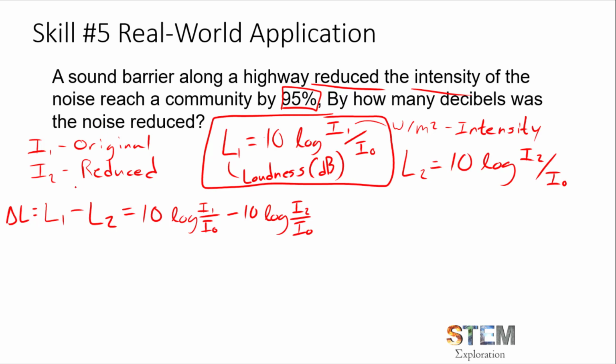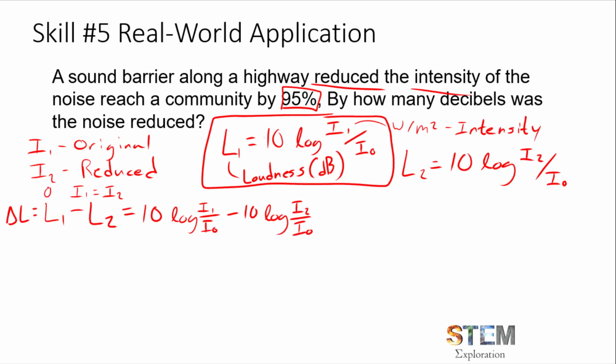So, for example, one of the ways that you can overcome some of the challenges with this and actually answer this question is to ask, how does I1 relate to I2? How does the original intensity relate to the reduced intensity? Well, we are really targeting that we only have 5% of the original intensity left, because it's being dropped by 95%, so only 5% would be left.